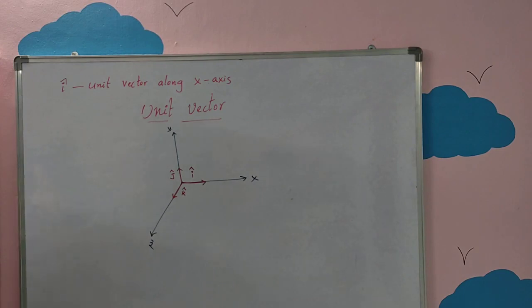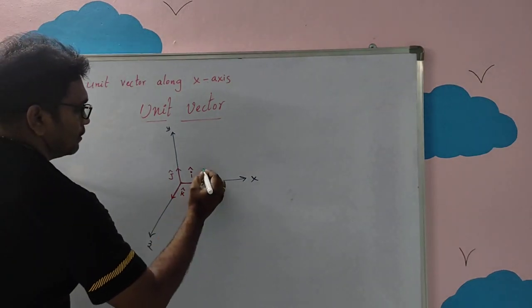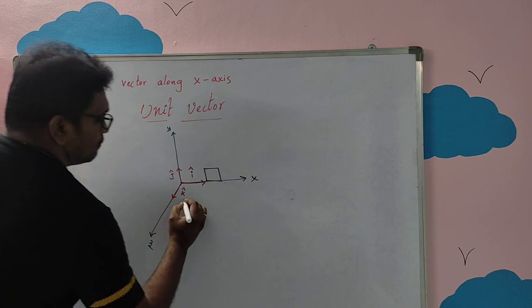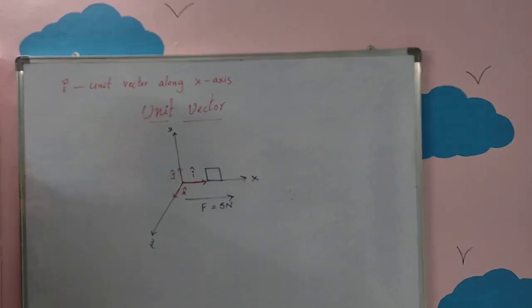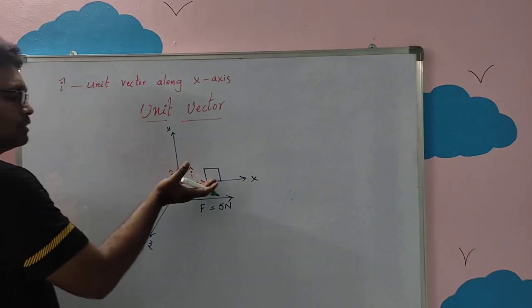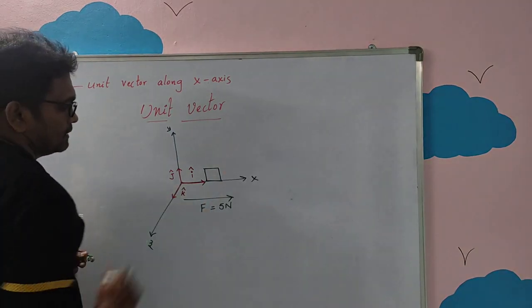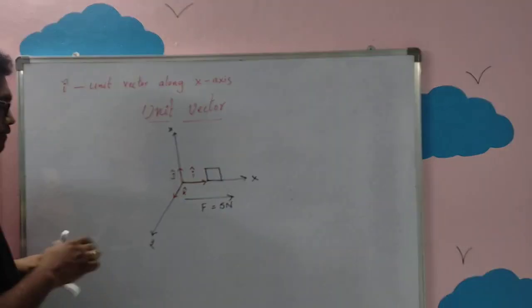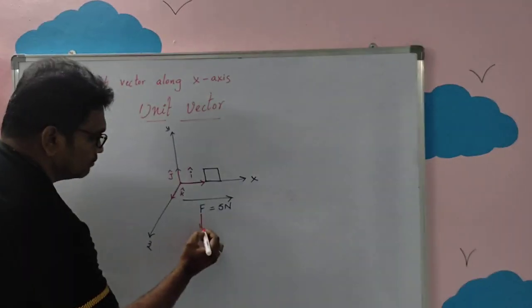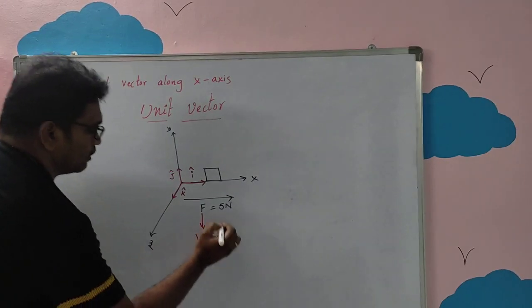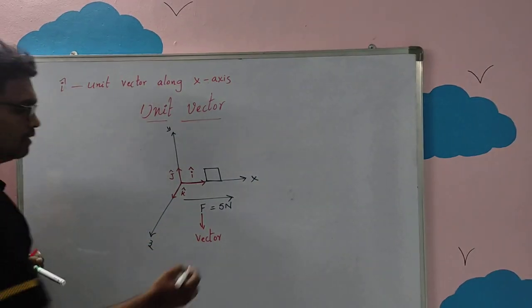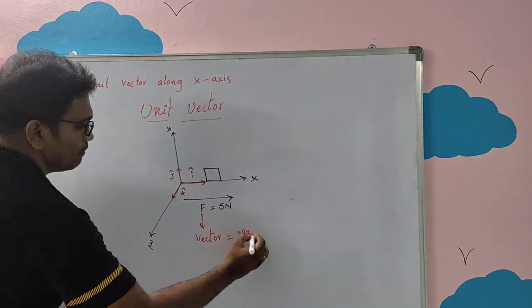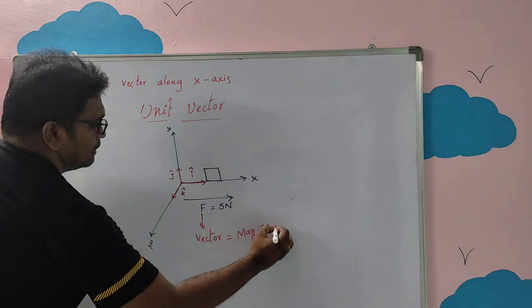For example, consider a body on the floor. I am applying a force on this box, say F is equal to 5 newtons. How much force are we applying on this box? 5 newtons along the x direction. Now you know the force which we are applying on the box is a vector. If force is a vector, it should have a magnitude and also a direction. Now see, a vector should have a magnitude and also it has a direction.